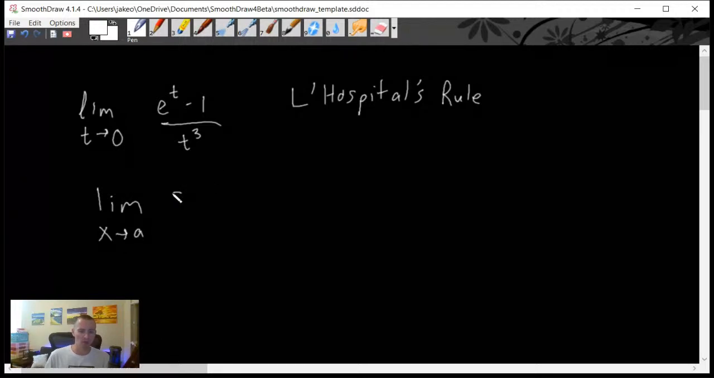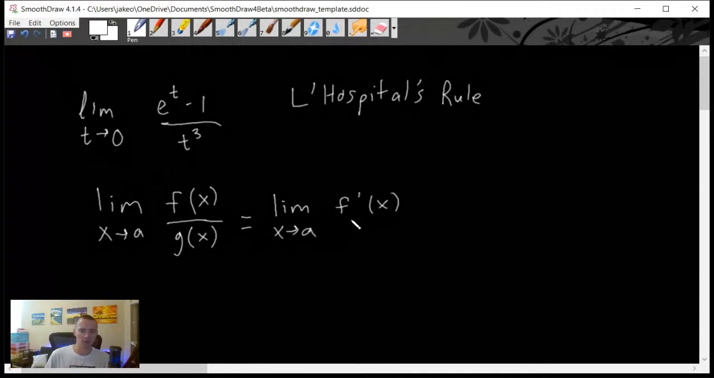And if we have a fraction, so if the thing that we're trying to find the limit of is a fraction, where we have some function of x on the numerator and some denominator, which is also some function of x, instead of trying to evaluate this limit, we can instead evaluate some new limit, which is the derivative of the top of our fraction over the derivative of the bottom of our fraction.